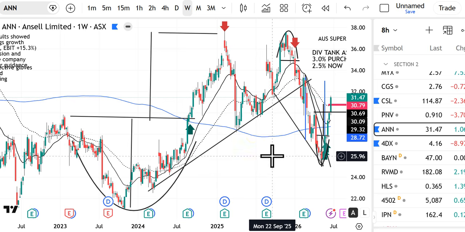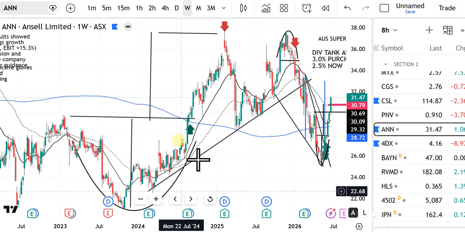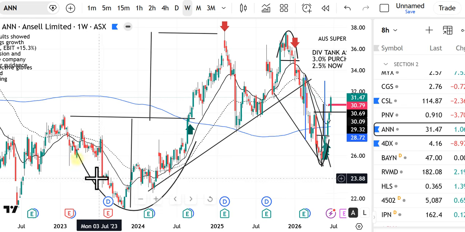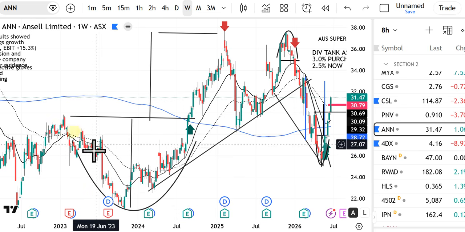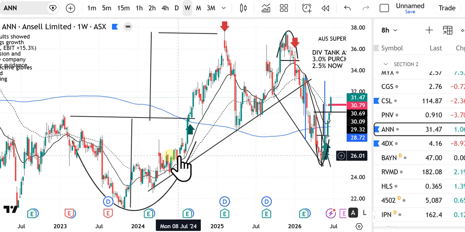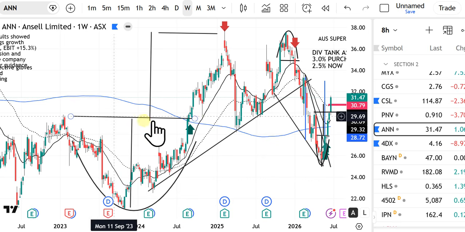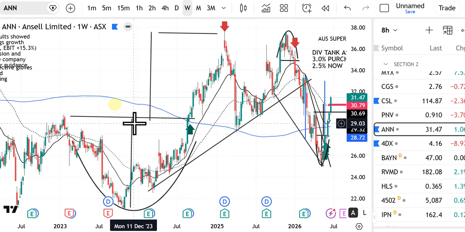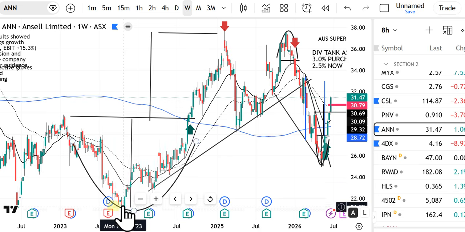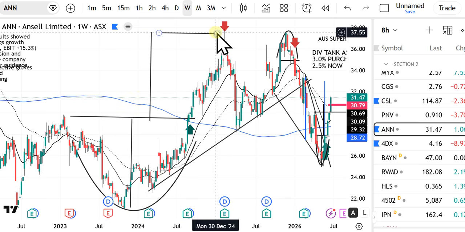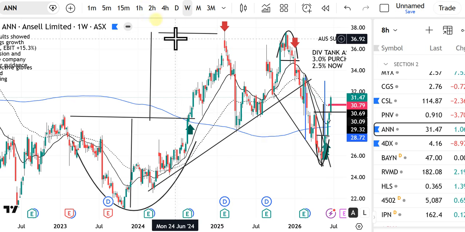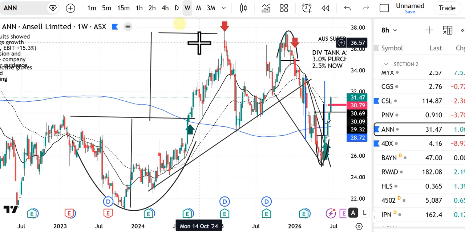All right, so Ansell, so the rounded bottom, sometimes known as, with this one, the reverse head and shoulders, shoulder, head, shoulder. So you buy the breakout of the neckline, then you project the target, which is the depth. So you take the depth of that, add it to the projection. So that gives you a target price. It obviously doesn't talk, it just gives you an indication.